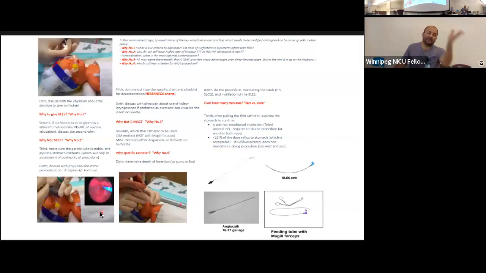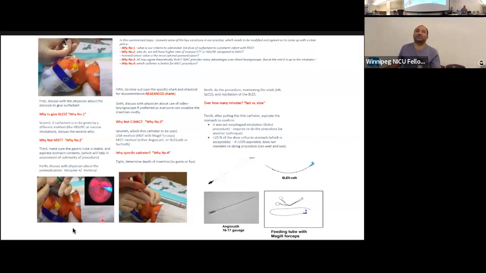This was just like the infographic I tried to present during my newsletter. It's just like making steps of questions. Why to give the surfactant, discussing the criteria of giving the surfactant. Why not MIST when you make the decision? And what laryngoscope to use, the video assisted or not. Okay, I will finish. Why specific catheters?